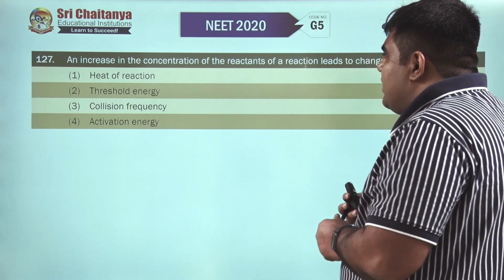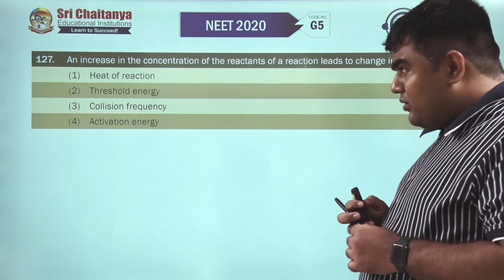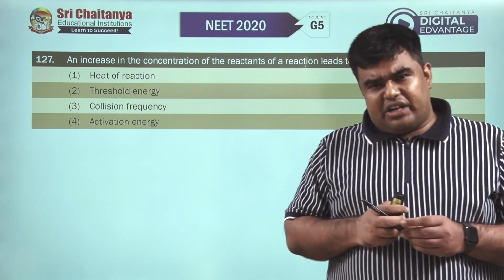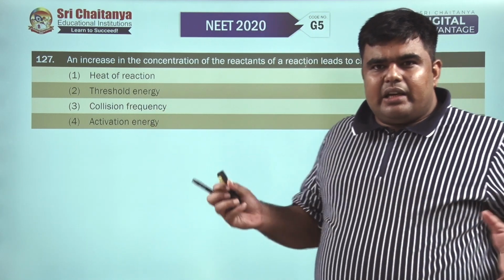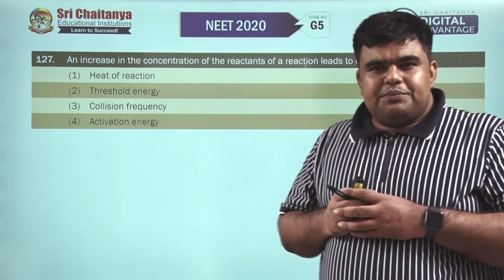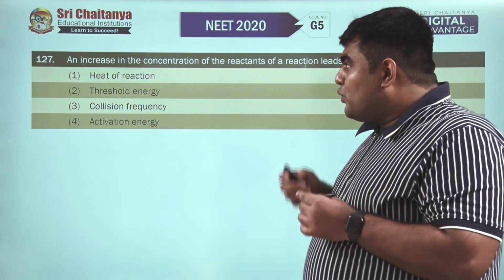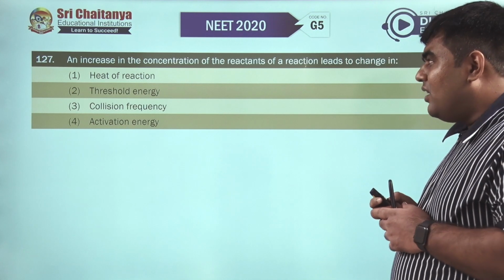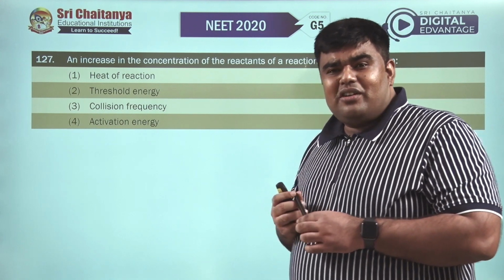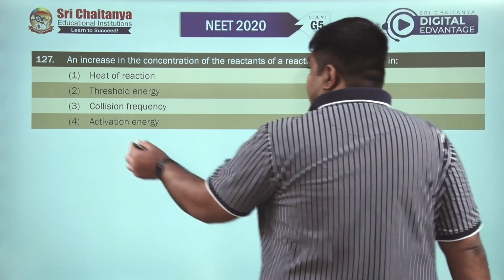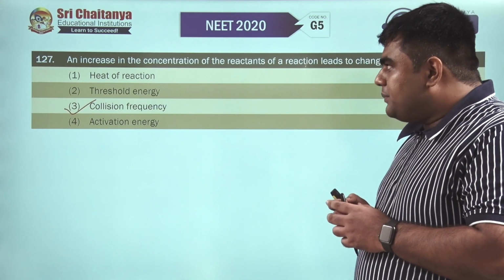127. An increase in the concentration of the reactants of a reaction leads to a change in. Suppose you are increasing the reactant concentration in a reaction, what will happen? More particles will be colliding per unit volume per second. Basically, it will increase the collision frequency. So for question number 127, with the options heat of reaction, threshold energy, collision frequency, activation energy, the third option, collision frequency, will increase because of the increase in the concentration of reactant molecules.